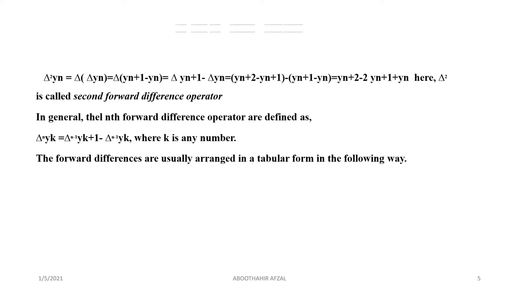When I speak about delta square yn, I said it is delta of delta yn. That means I have reduced the degree by 1: I am finding delta square, but I am writing delta of delta yn, where the power is 1. So here I want to find delta n yk. Delta n yk will be delta n minus 1 yk plus 1 minus delta n minus 1 yk. That means you are finding the differences of the n minus 1th difference. The difference of the n minus 1th difference is the nth difference. So that is the general form of the nth forward difference operator.